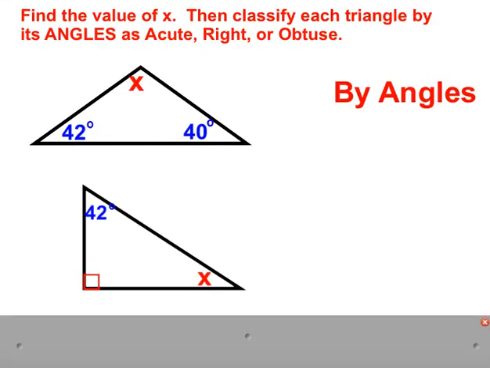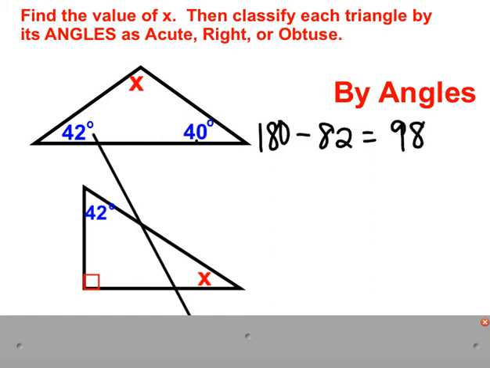All right, let's say we don't know one of the angles. Well, we know that an entire triangle is going to be 180 degrees. So I could say, well, 40 degrees and 42 degrees have already been taken up. So 82 degrees have already been taken up out of 180. I need to find the difference to figure out what that missing piece is. So we would say that is 98 degrees. Well, if this is 98 degrees, that's sure larger than 90 degrees, so this is an obtuse triangle.